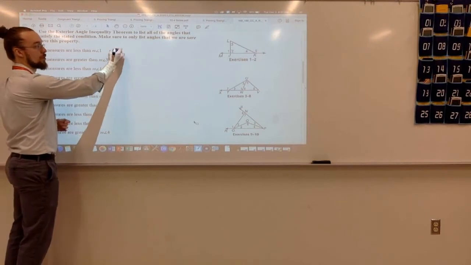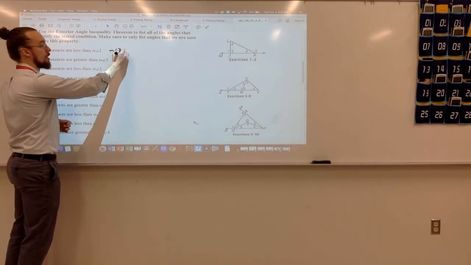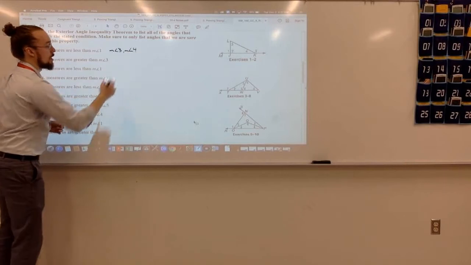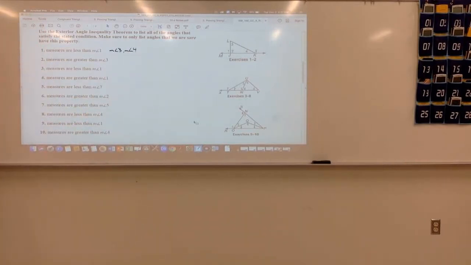So for this one, we could say angle 3, angle 4. I know for sure. Your greater than and less than signs could look like your angle signs if you're not careful.